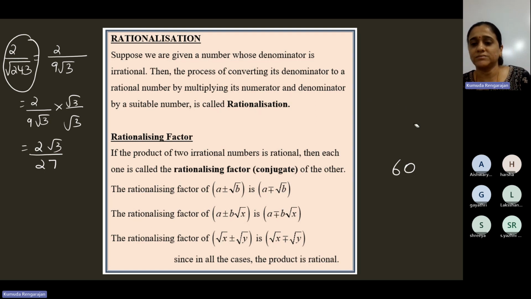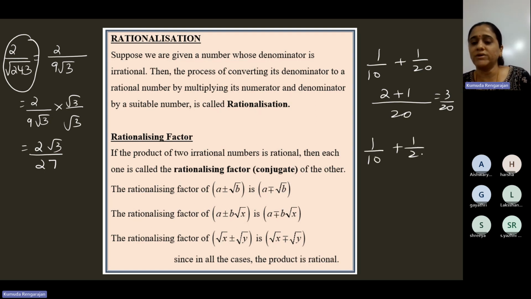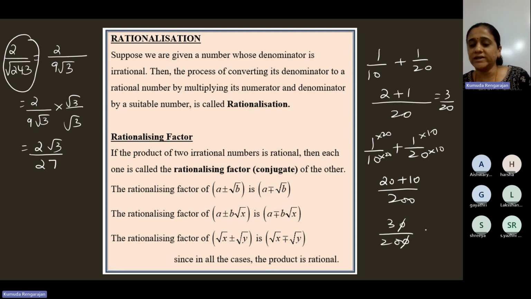One minute, let's just do it. If you have to simplify 1 by 10 plus 1 by 20, for example, it is common denominator 20, so it will be 2 plus 1, 3 by 20 is the answer. Now say you take the common denominator as 200. So you multiply by 20 and by 10. So it is 20 plus 10, 30 by 200. Then the zeros get cancelled. So 3 by 20. You're getting the same answer.